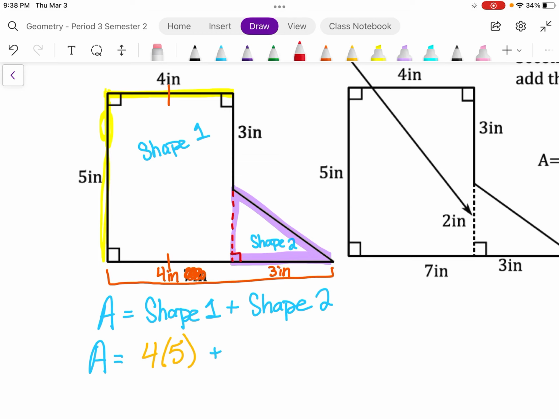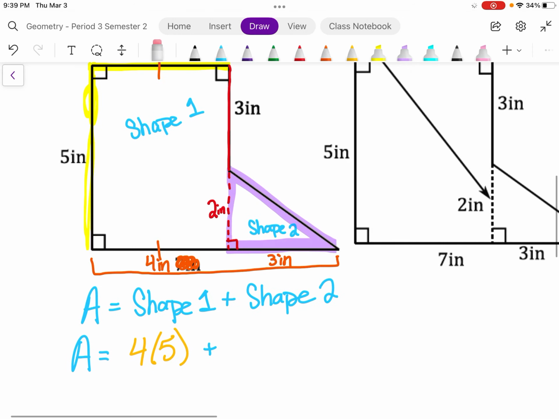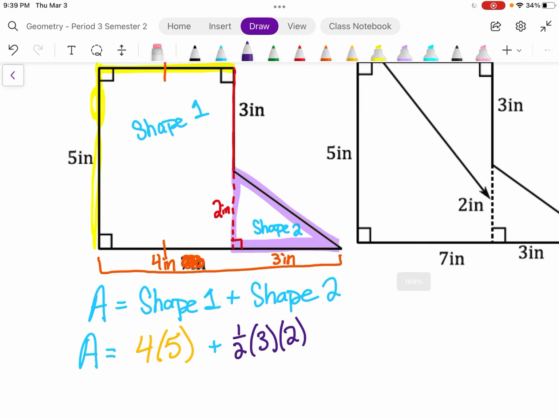And then on the height of our triangle, we know this section of the rectangle is equal to 3 inches, which if we were to draw a horizontal line over here, would mean that it would be 3 of 5 inches in total, because again, opposite sides of rectangles are congruent, which would make this 2 inches. So now we can find the area of our triangle, which would be 1/2 the length of the base times the height.